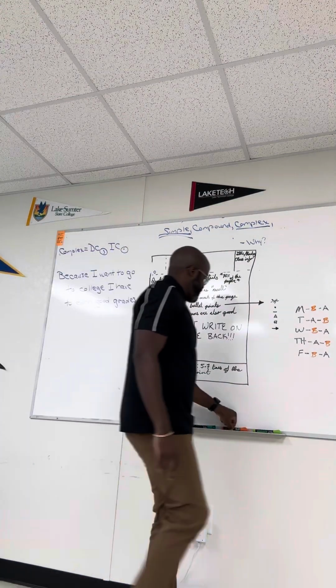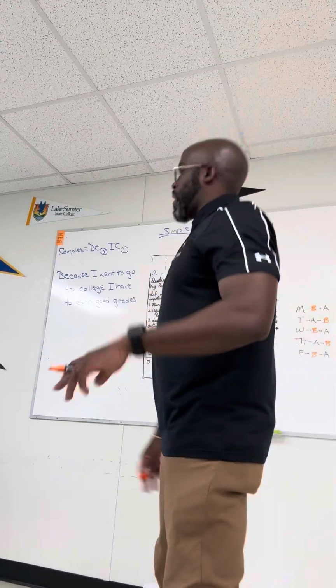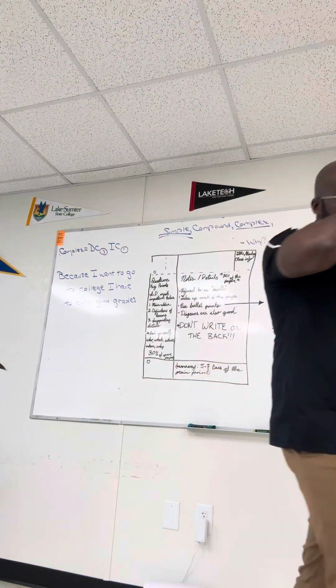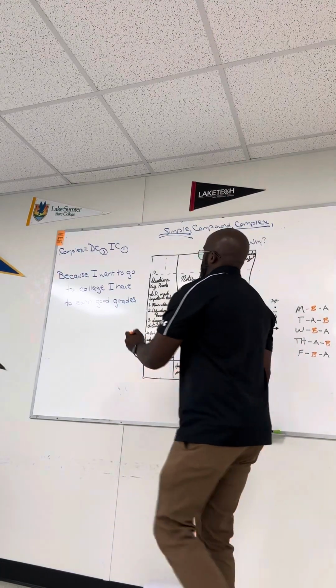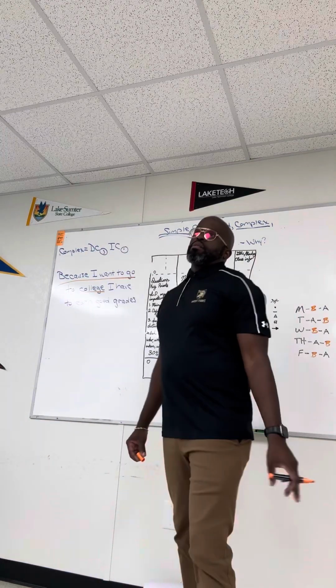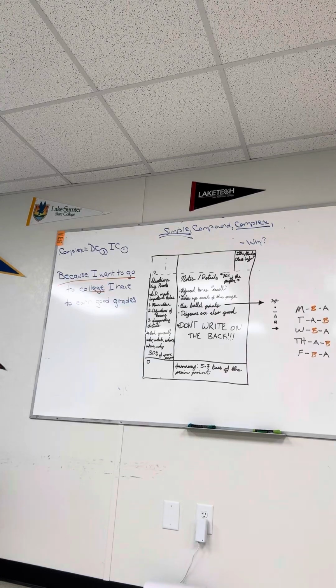All right. Because I want to go to college, I have to earn good grades. Write that down. Because I want to go to college, I have to earn good grades. Make sure to leave some space, okay? Because we're going to mark up the sentence. Because I want to go to college. What type of phrase is that? Dependent or independent? Dependent. Cannot stand on its own. It's like a cliffhanger, right?